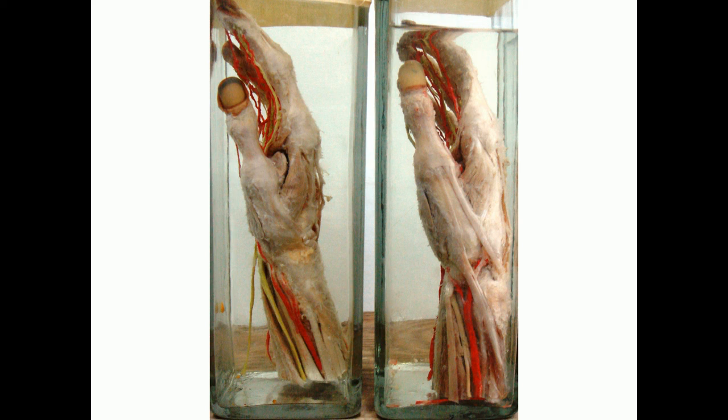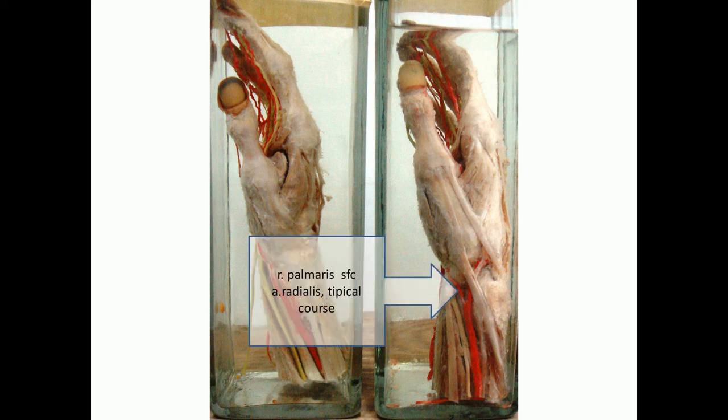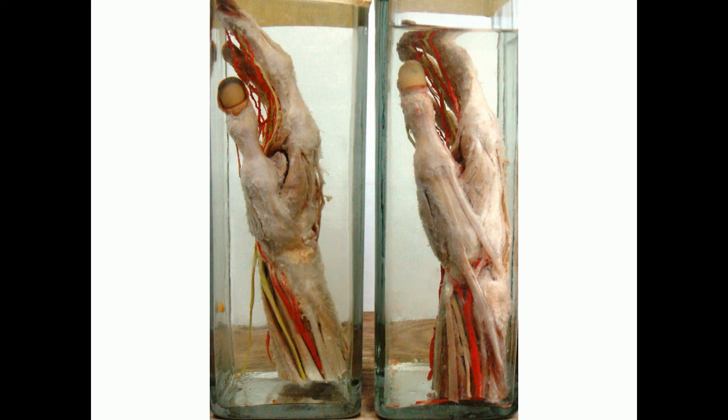Practically the same two specimens, but we can watch them from the radial aspect. Ramus palmaris superficialis arteriae radialis. Here it is the typical course, and here it is the atypical course. And this is arteria radialis.